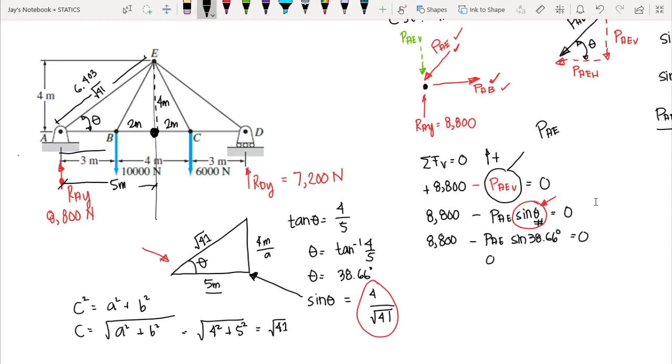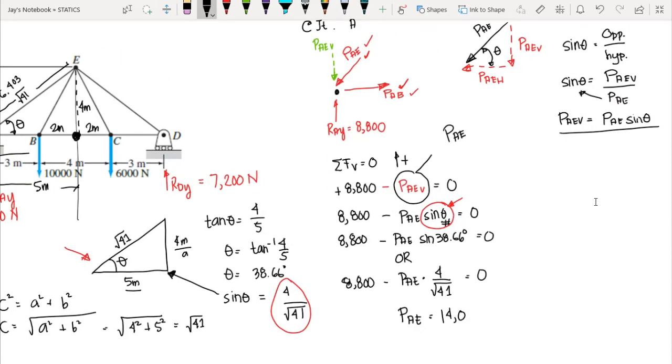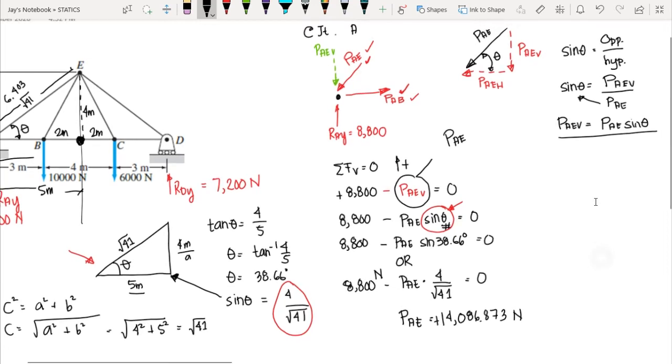So we can rewrite this one as 8,800 minus PAE sine theta, where sine theta is equivalent to 4 over square root of 41, correct? And this equals 0. So we can compute the value of PAE, which is equal to 14,086.873. And the unit is in Newton since we know 8,800 here is in Newton. Okay? Now, we have a positive answer. So therefore, our assumption that AE is compression is correct.